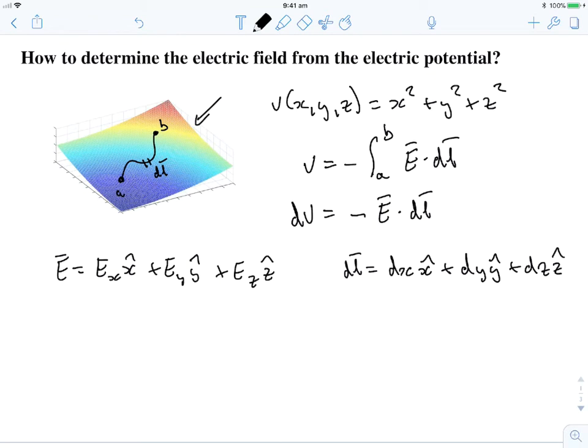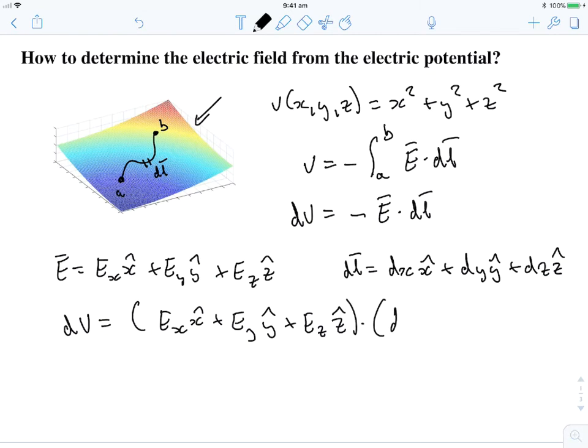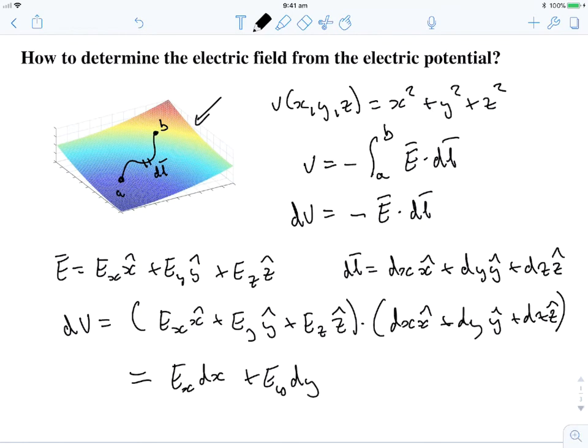Therefore, we take the dot product of E dot dl, and what we're going to obtain is dV equal to E dot dx x hat plus dy and so on. What this comes down to is, since we have x hat dot x hat is equal to 1 and x hat dot y hat is equal to 0 and so forth, we have Ex dx plus Ey dy plus Ez dz.